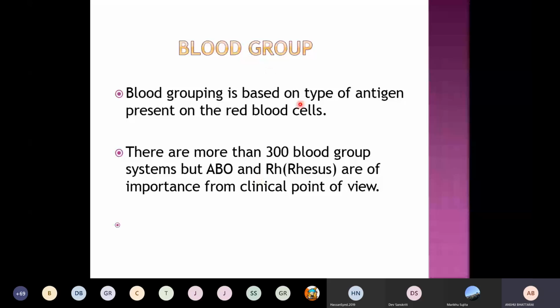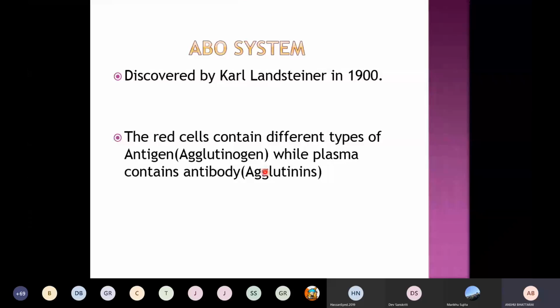There are antigens or agglutinogens that are present on the RBC surface, and blood grouping is based on the type of antigens that are present. This ABO system that I was talking about was discovered by someone known as Karl Landsteiner in 1900. You have to remember this name because you will be asked what is Landsteiner's law, and who discovered the ABO system. You have to remember that it was Karl Landsteiner.